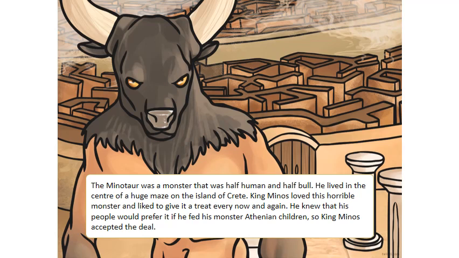So King Minos accepted the deal and he said that, okay, I will not attack Athens if every 9 years you send me seven of your boys and seven of your girls to be fed by the Minotaur. Now, this is the beginning of the story. Now, we'll be doing the next part of the story in tomorrow's lesson.